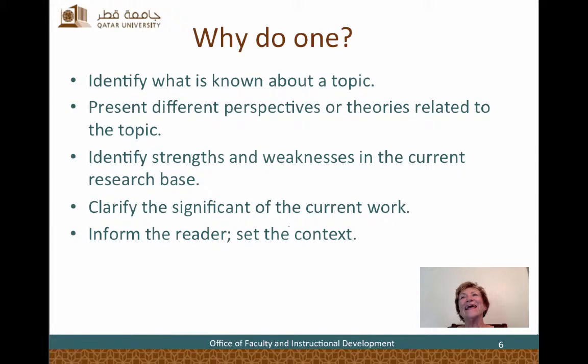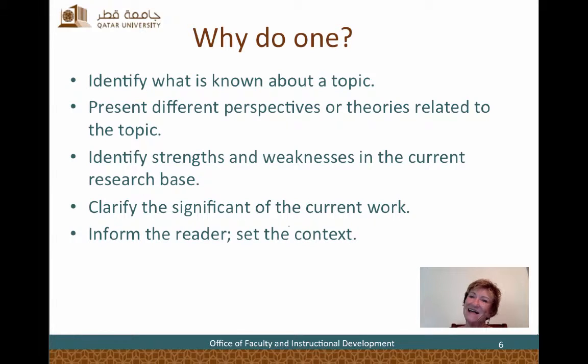First, it proves to your reader that you're an expert in this topic. You give enough background to show that you know what research has been done, what needs to be done, why it's important. Your reader needs to have confidence in the rest of the paper. And so the literature review sets up that confidence.